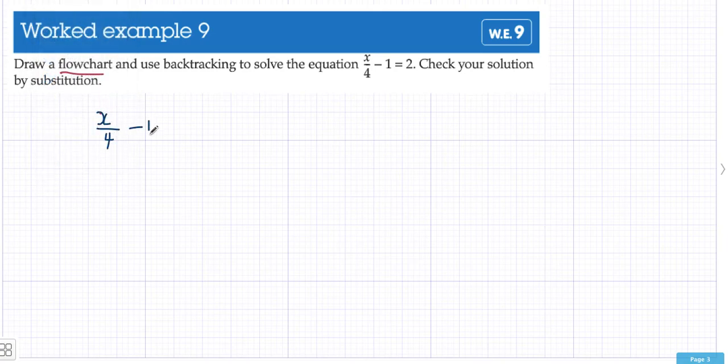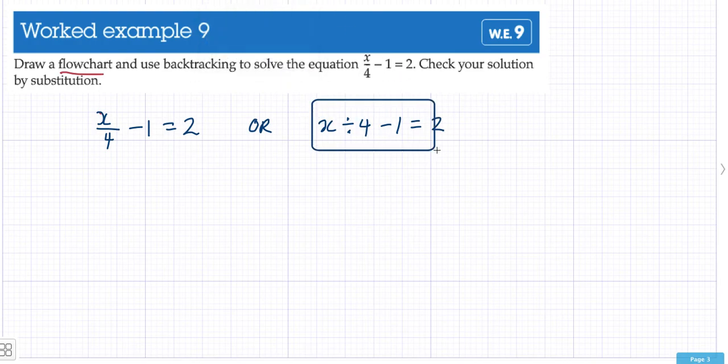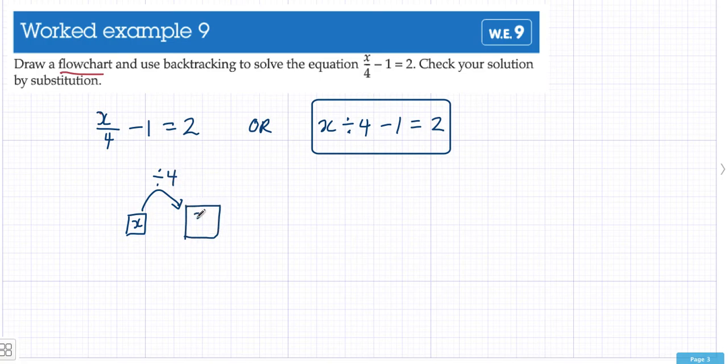x divided by 4 minus 1 equals 2. Or if you'd prefer to write it this way, x over 4 minus 1 equals 2. Put a box around that. That's my equation. Let's do our flowchart. We start with x. First thing we do is we divide by 4. It becomes x over 4. The next thing we do is we take away 1. That gives us the whole left side, x over 4 minus 1.